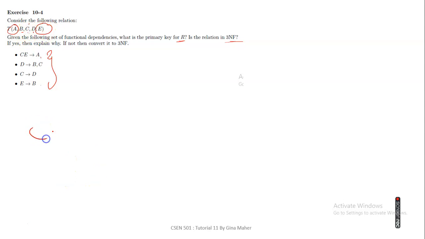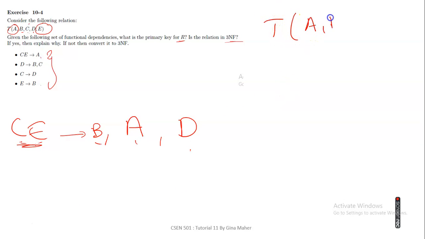So let's check if we make C and E the primary key. From E alone, we can get B. From C and E together, we can get A. Now we have A, B. From C, we can get D. So actually from CE, we can get all the others. So CE can be the primary key in this case. So in this R(A, B, C, D, E), the primary key is C and E.